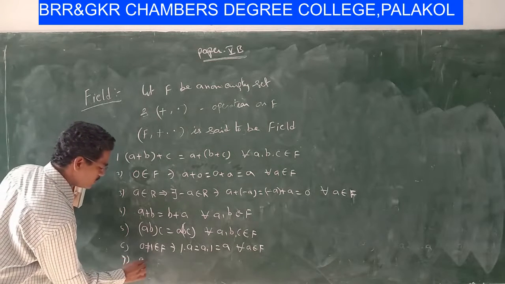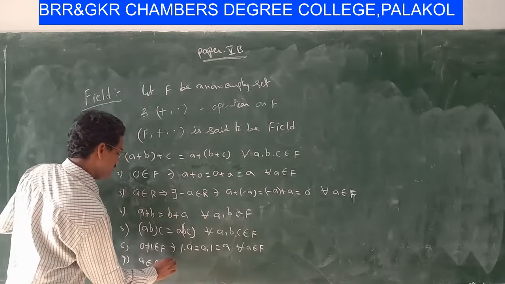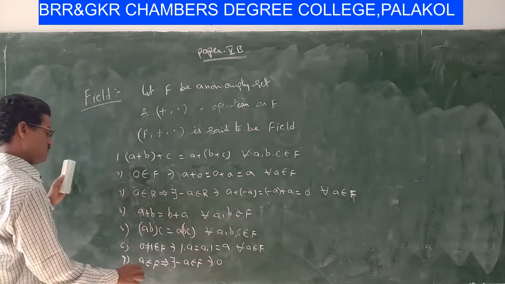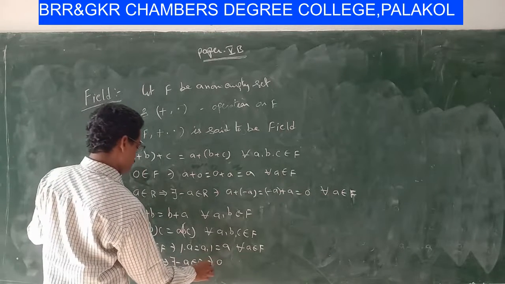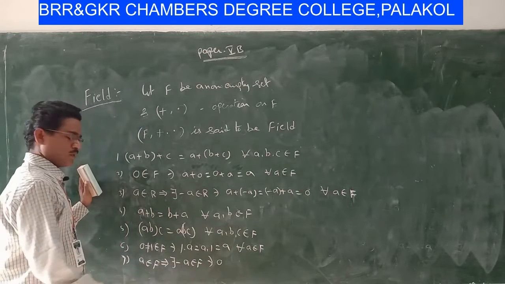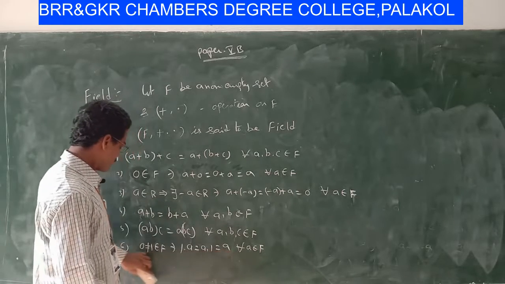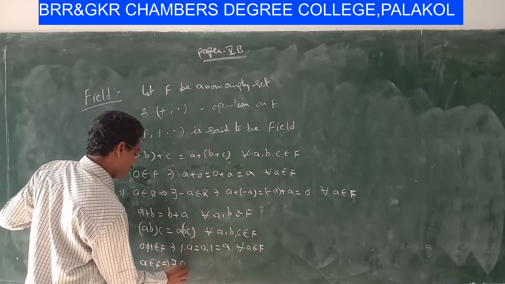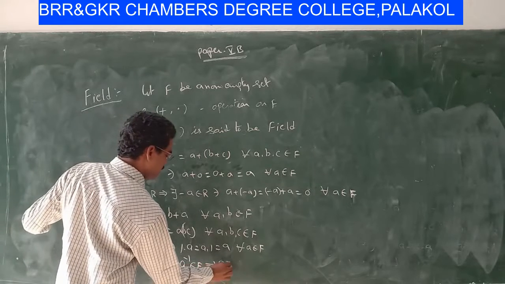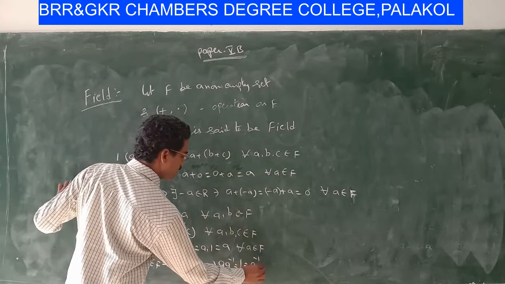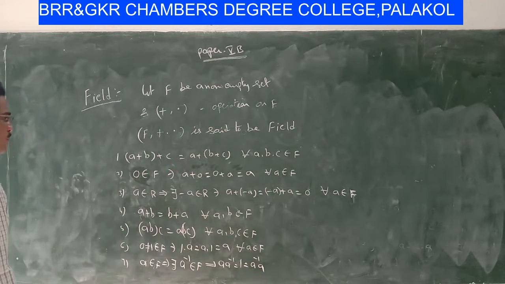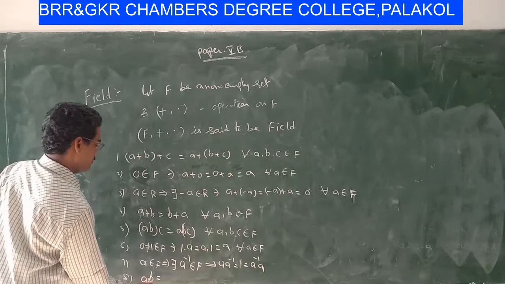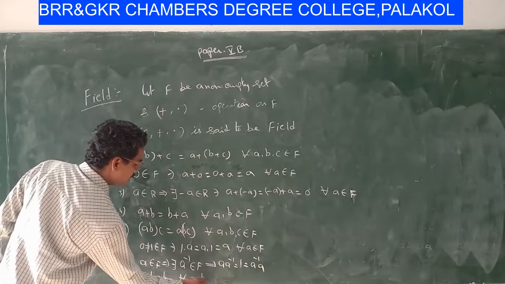Seventh one is for some A belongs to F implies there exists A inverse belongs to F such that A into A inverse is equal to 1, which is equal to A inverse into A. And eighth one is AB equal to BA for all A, B belongs to F.